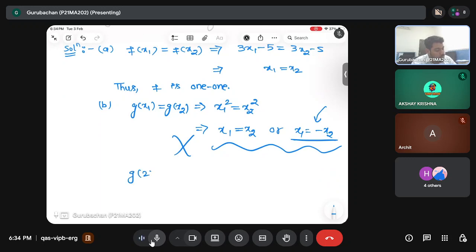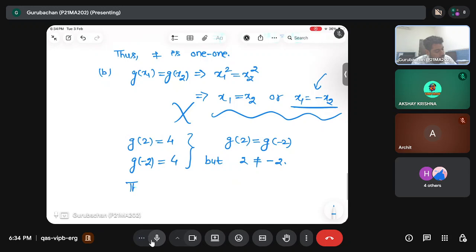g of 2 is 4, and what is g of minus 2? That is also 4. So from this you can conclude that g of 2 is equal to g of minus 2, but 2 is not equal to minus 2. Thus g is not one-one. I hope it is clear to everybody.